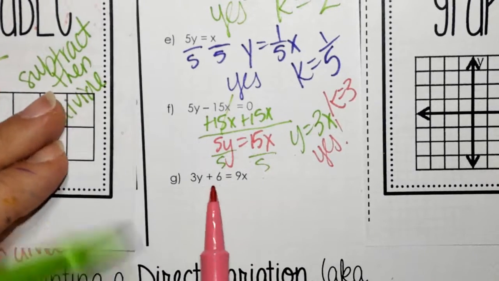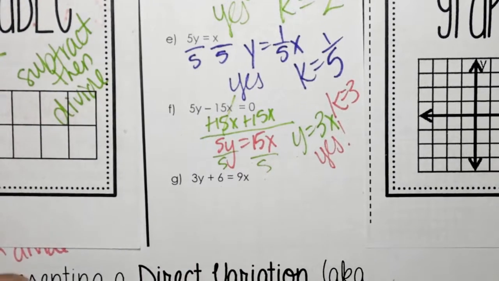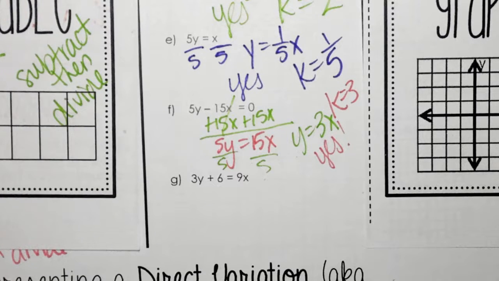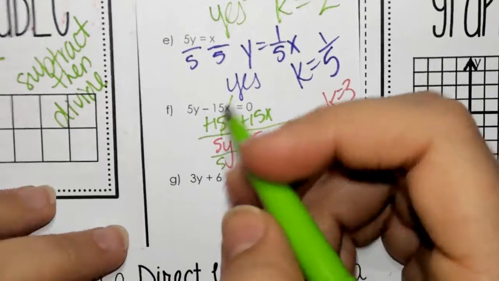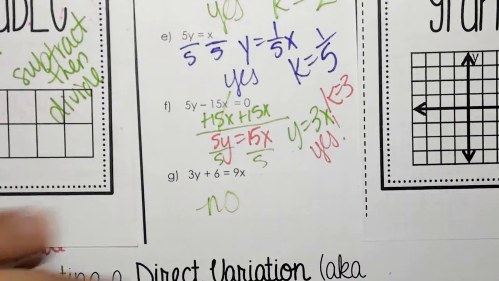All right, what about this guy? Does this one have a 0 in there? No. Can anybody say no other than one person? No. No. Okay. So this is not a direct variation.